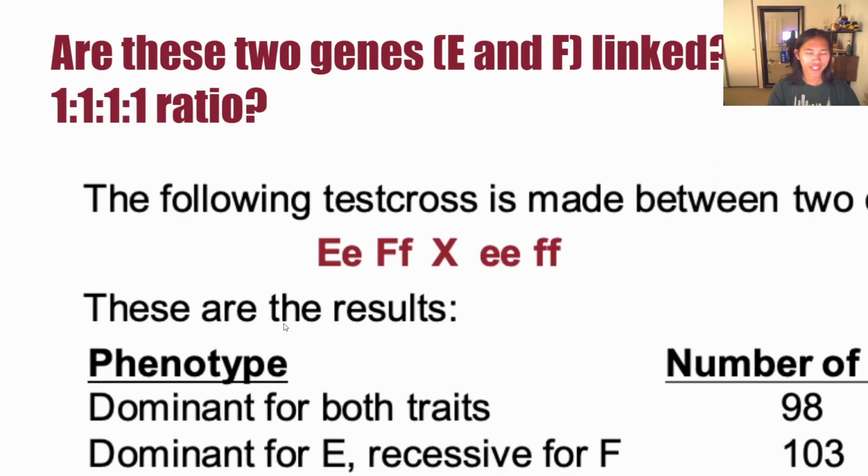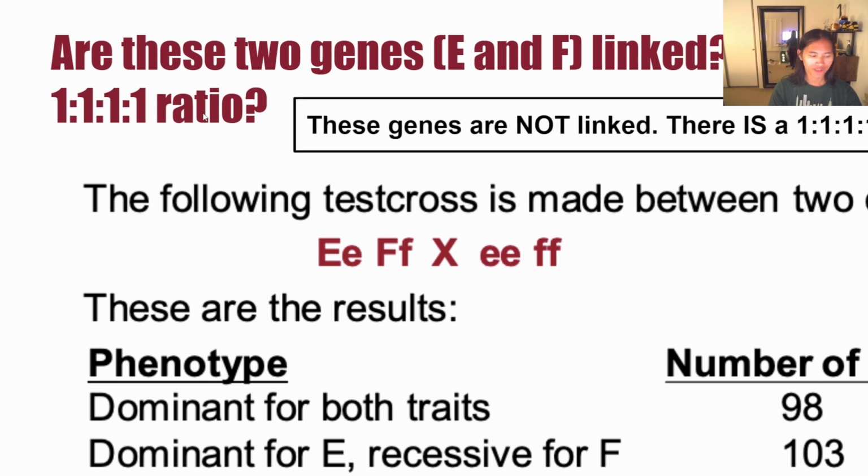What if you wanted to check whether or not these genes are linked? You'll have to do a test cross between a dihybrid organism and an organism with homozygous recessive alleles for both genes over here. And if there is a 1:1:1:1 ratio of the offspring for all possible phenotypes, we can say that the genes are independently assorted and the genes are unlinked, as in this case. 98, 103, 102, 197 are very close to the 1:1:1:1 ratio, and as such they are independent.